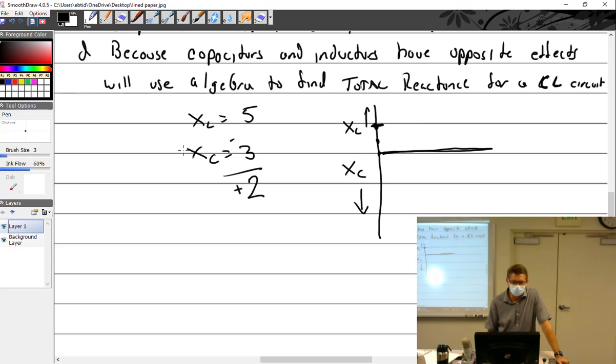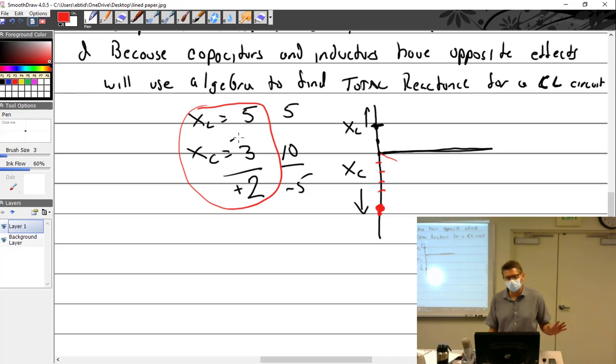What if X of L was 5 and my X of C was 10? Then I would have negative 5. And so you plot that on the chart, 1, 2, 3, 4, 5, right there. I'm going to go back through this real slow. I just want you to know where we're going. So that's real easy, right? We've just plotted total reactance. It's just X of L minus X of C. You get a positive number, you go up. You get a negative number, you go down on this little chart. Everybody follow so far?